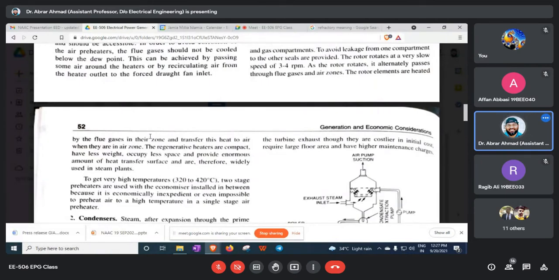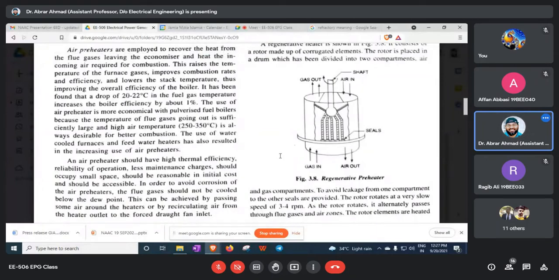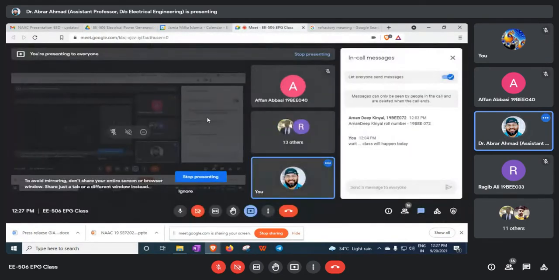So this is the, you can say, more famous and more used method of heat transformation.